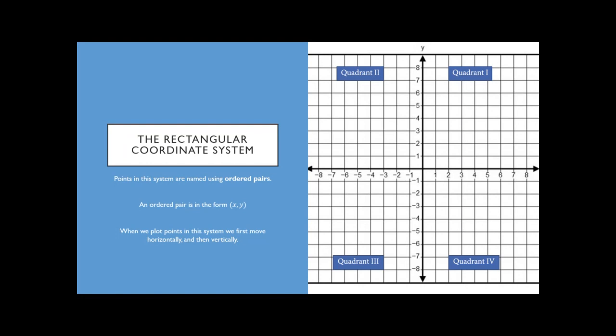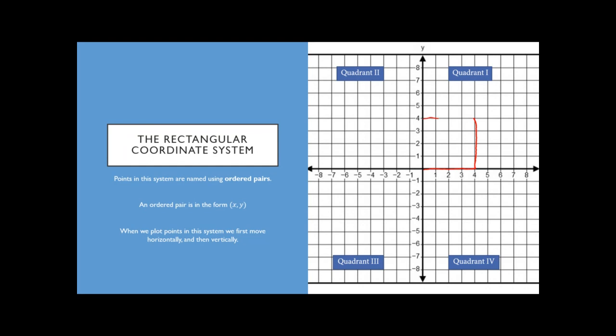So points, the things that we graph, the little dots that we graph, are named using ordered pairs. They're called ordered pairs because it's a pair of numbers and they're in a specific order, hence ordered pairs. The ordered pair is X, comma, Y. Again, think alphabetical order. X comes before Y in the alphabet. And when we plot points, we go horizontal and then vertically. So we always do the X first and then the Y, though you could go the other way around, but we typically don't.